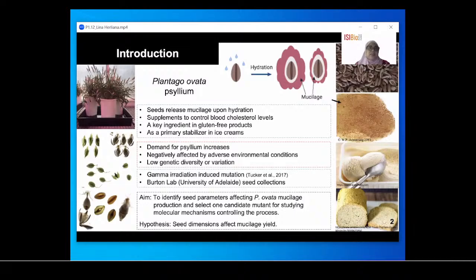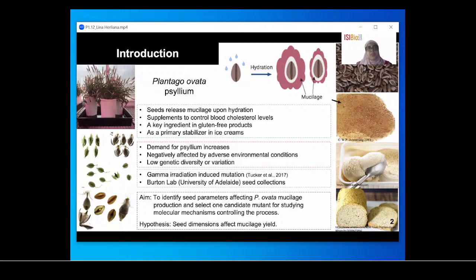Plantago ovata is an annual plant that produces seed husk called psyllium. It turns into a gel-like structure called mucilage when wet. It has many downstream applications. It has been known as a medicinal plant, as a dietary fiber to reduce constipation and lower blood cholesterol levels. You may be familiar with supplement brands Metamucil or Flimty that have psyllium as the main ingredient. Psyllium is also widely used as a gluten replacement in bread making.